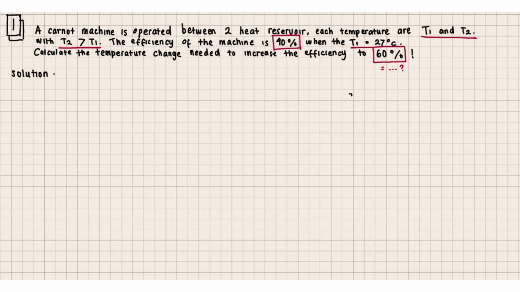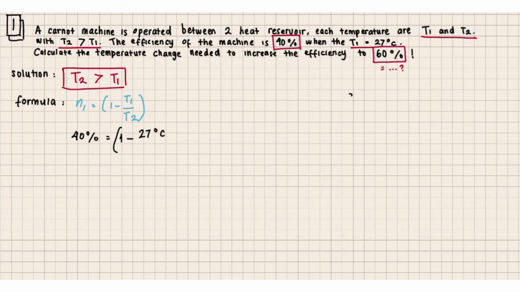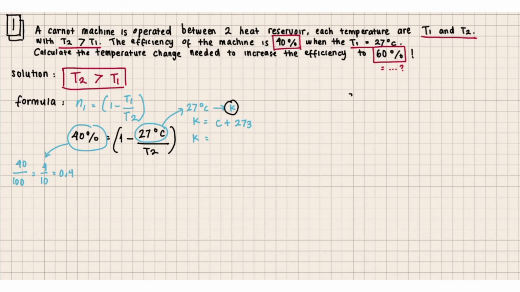First, we should remember that T2 is bigger than T1. So, the formula is mu1 equals to, in the bracket, 1 minus T1 per T2. We substitute the number into the formula, so it becomes 40% equals to 1 minus 27 degrees Celsius per T2. We can change the 40% into 0.4. And the 27 degrees Celsius, we can convert that into Kelvin, so it becomes 300 Kelvin. 0.4 equals to, in the bracket, 1 minus 300 per T2. So the T2 is 500 Kelvin.